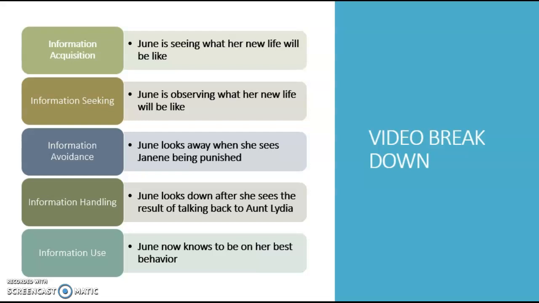Information avoidance is when she looks away when she sees Janine, the brunette girl with the curly hair, being punished. Information handling was when she looked down after seeing the result of talking back to Aunt Lydia. And the information use she got out of this is that now she knows that she should always be on her best behavior in order to avoid being punished.